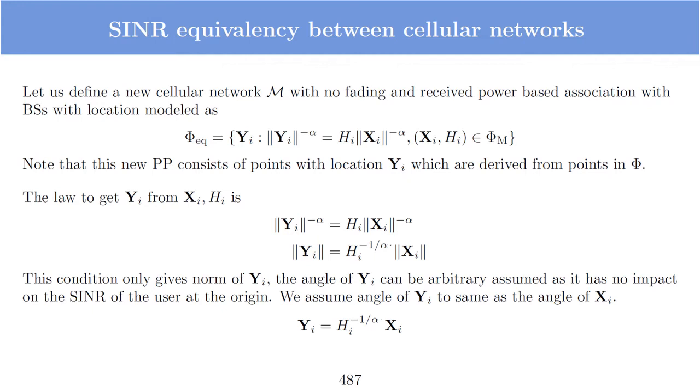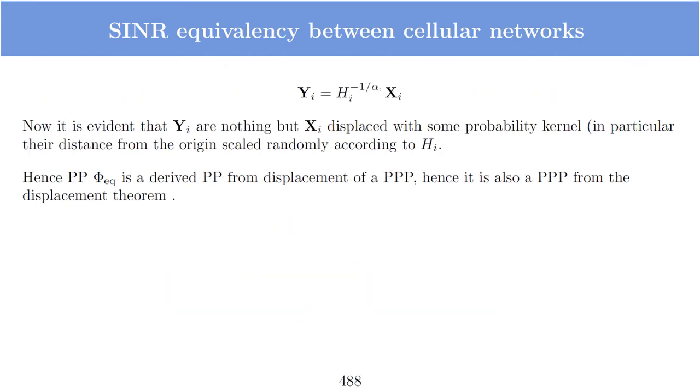Okay, so let's take the second one. We assume the angle of Yi is the same as the angle of Xi. So in that case, Yi would be given by Hi to the power minus 1 upon alpha times Xi. So Yi is equal to some scaled version of Xi. Now the new point process which I am defining is in that network, the base stations are located according to Yi. So you take the Xi's and you displace them to new Yi's, and that's how you get the base stations of the new network.